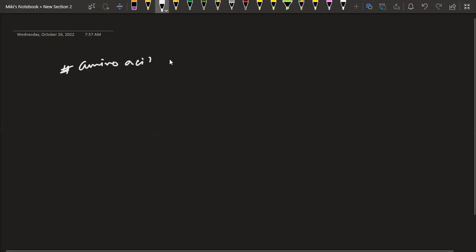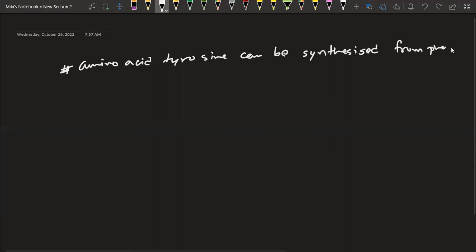The amino acid tyrosine can be synthesized from phenol. Okay.